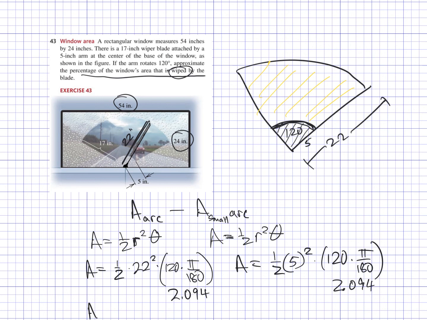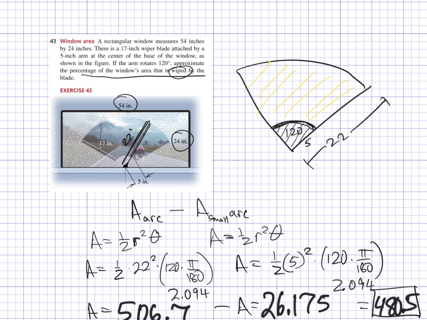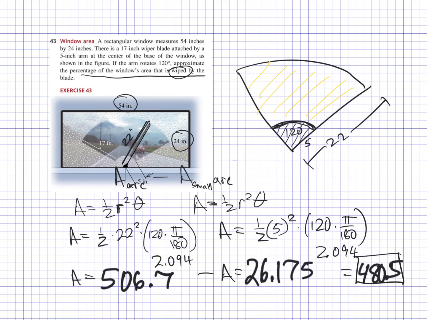So what we're going to do is we're going to figure out this one, the big arc. We're going to subtract what we got for the smaller arc, and then this will be our answer. Okay, let's go ahead and do that on the calculator. All right, so done all the calculations here. Let me move it up. So the final total should be 480.5. So let's see what the answer is.